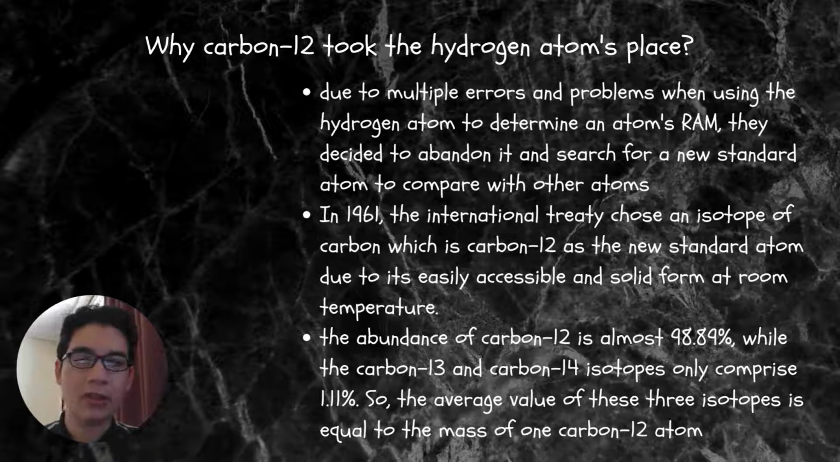Due to multiple errors and problems when using the hydrogen atom to determine the atom's relative atomic mass, they decided to abandon it and search for a new standard atom to compare with other atoms. In 1961, the international treaty chose an isotope of carbon, carbon-12, as the new standard atom due to its easy accessibility in solid form at room temperature. See that? Easily accessible, meaning it exists in abundance. The abundance of carbon-12 is almost 98.99%, nearly 100%, while the carbon-13 and carbon-14 isotopes only comprise 1.11%. So the average value of these three isotopes is equal to the mass of one atom of carbon-12.